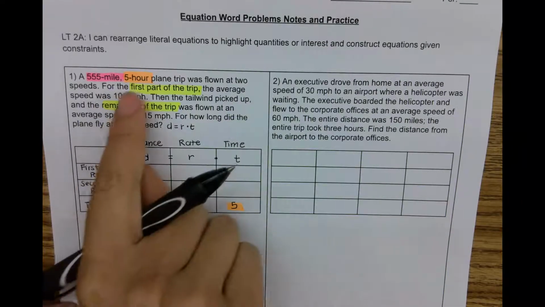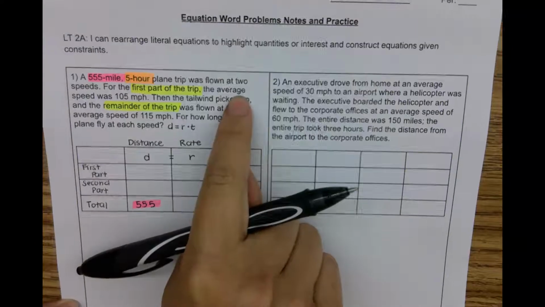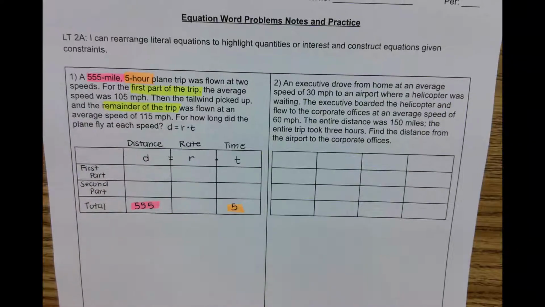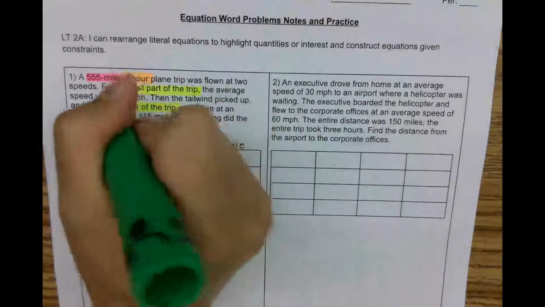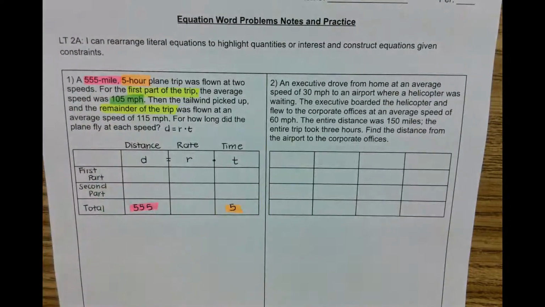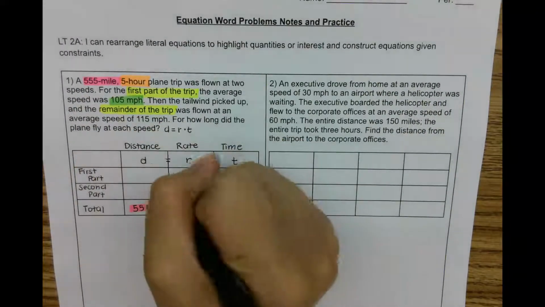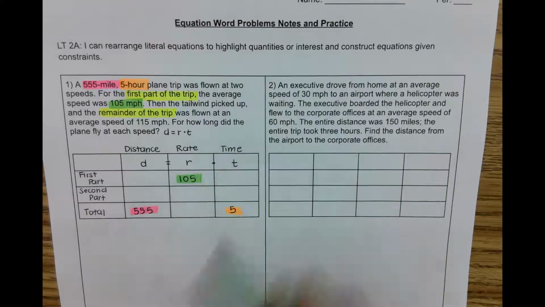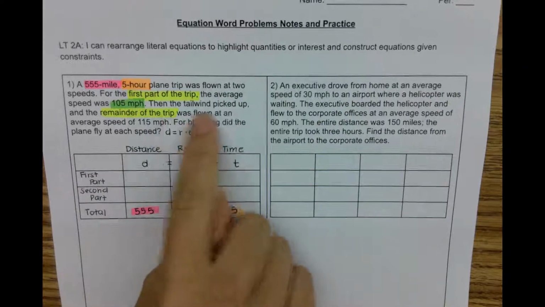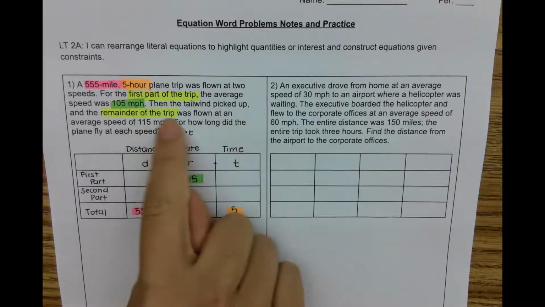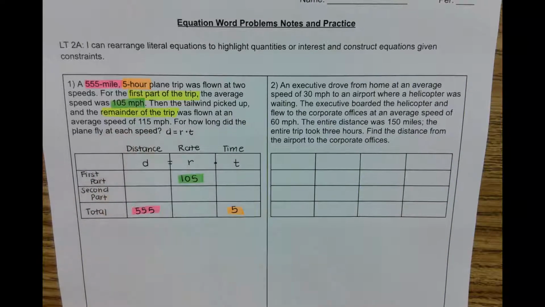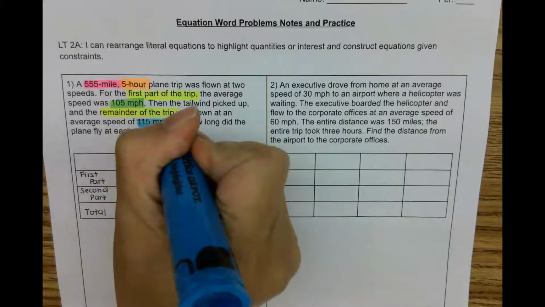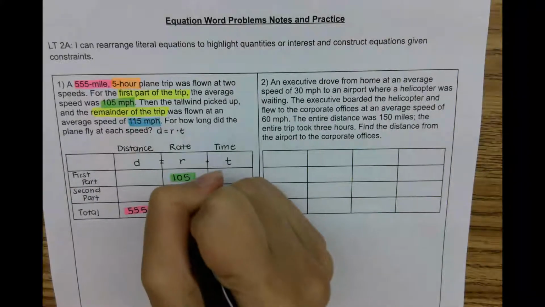Then, keep going on, for the first part of the trip, I'm told that I have an average speed. This is a rate of 105 miles per hour. So I'm going to put that as rate under first part. It's going to be 105. And then I know that there was wind, and so for the rest of the trip, the second part, we flew at an average speed of 115 miles per hour.